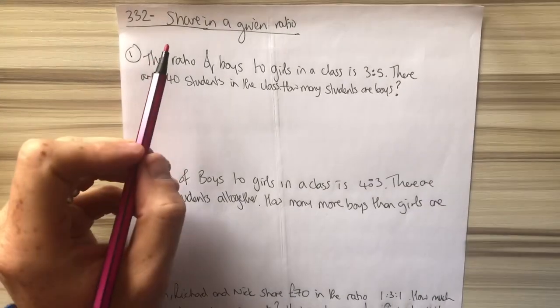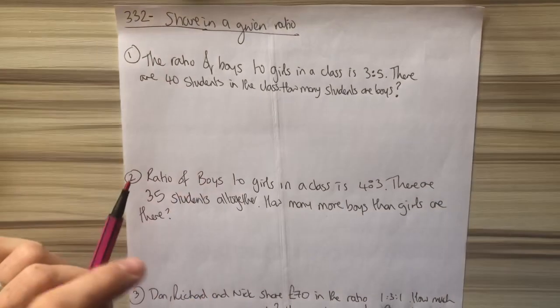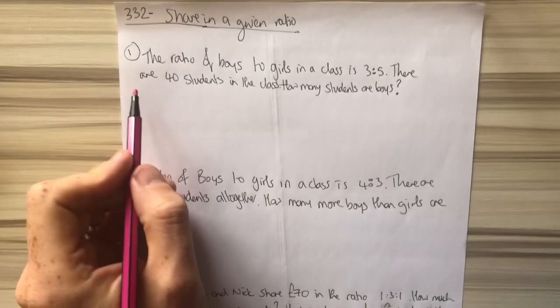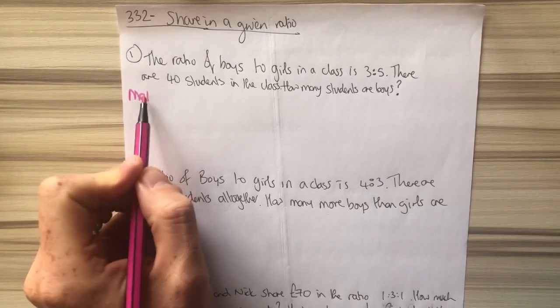Clip 332, sharing in a ratio. Okay, so there's two main ways of sharing in ratios. So we're going to do the first one with both methods. So method 1.